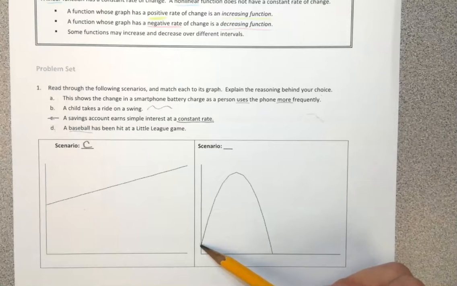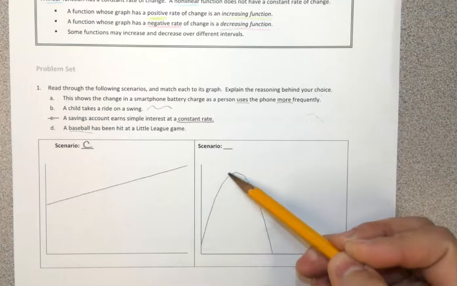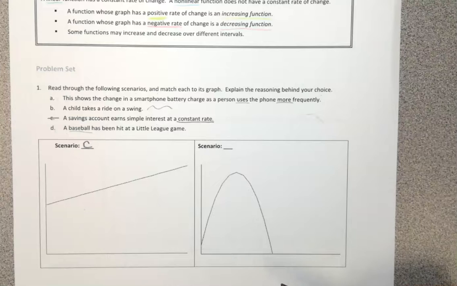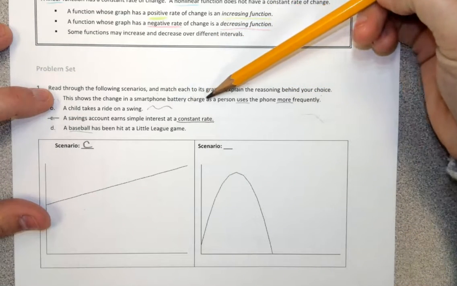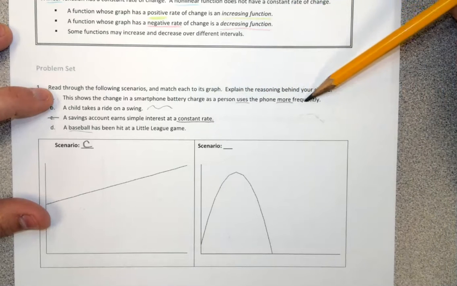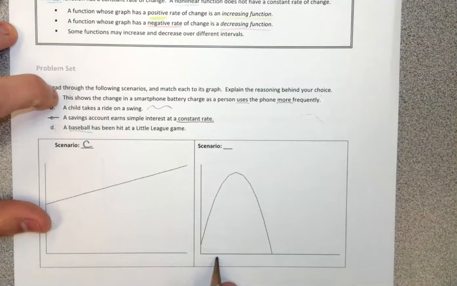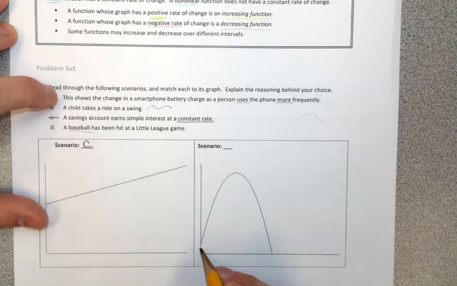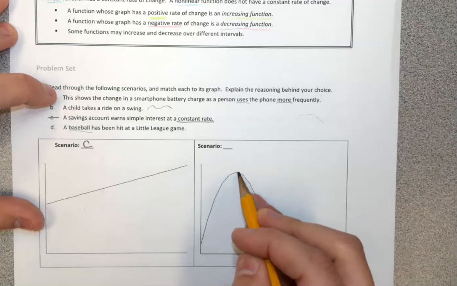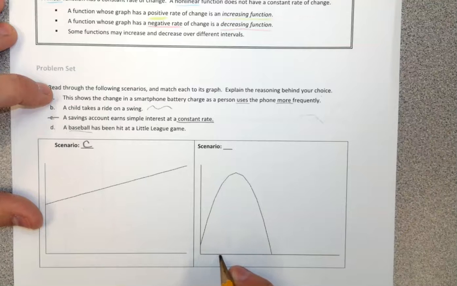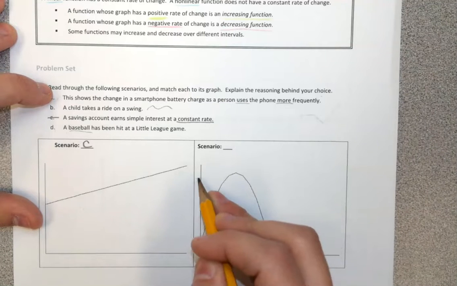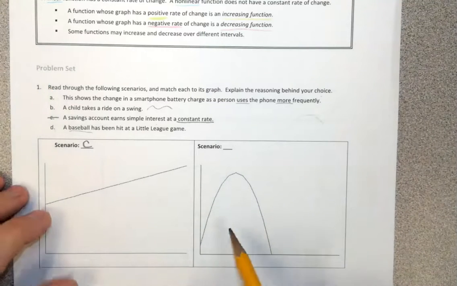So this one, if you look, this graph starts right here, up a little bit from our 0 value. It goes up, and then it comes down. All right. So let's look at this. This shows the change in a smartphone battery charge as a person uses the phone more frequently. Well, if this was like my smartphone usage down here, and this was my battery charge, it would show the charge going up as I use it and then falling down as I continue to use it. So that doesn't really make sense that as I use it, it goes up. It would just be constantly going down. So I don't think that's it.